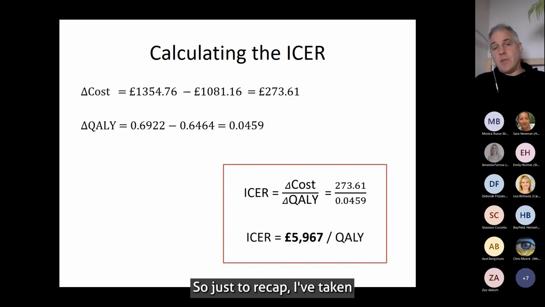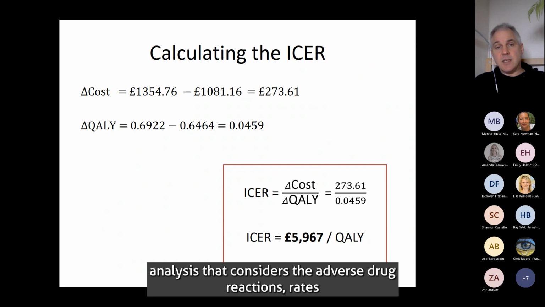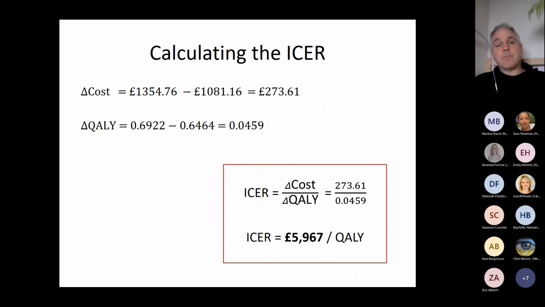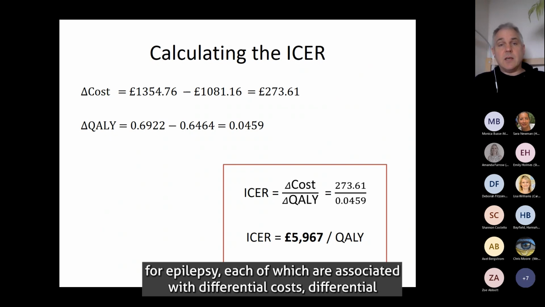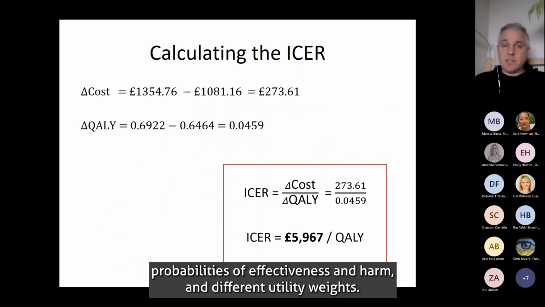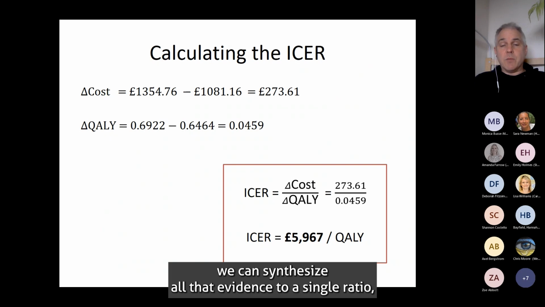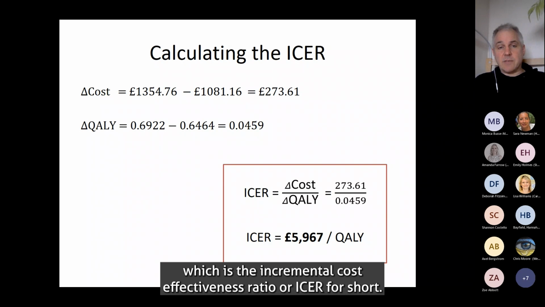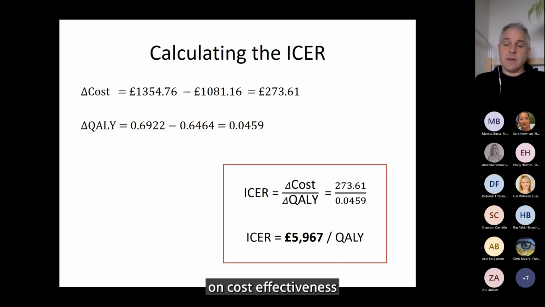So just to recap, I've taken you step by step through a simple cost effectiveness analysis that considers the adverse drug reaction rates and the clinical benefits of 2 corresponding drugs for epilepsy, each of which are associated with differential costs, differential probabilities of effectiveness and harm, and different utility weights based on the health outcomes experienced. We can synthesize all that evidence to a single ratio, which is the incremental cost effectiveness ratio, or ICER for short, and that's the metric by which NICE makes decisions on cost effectiveness.